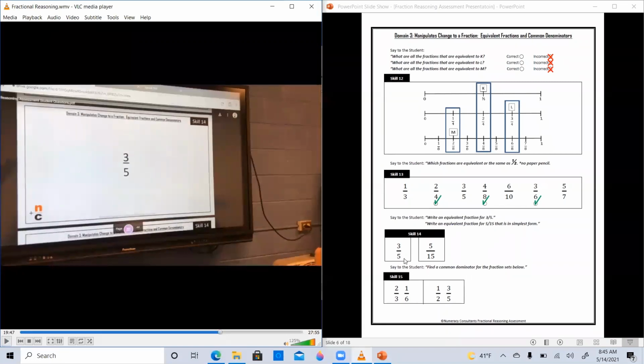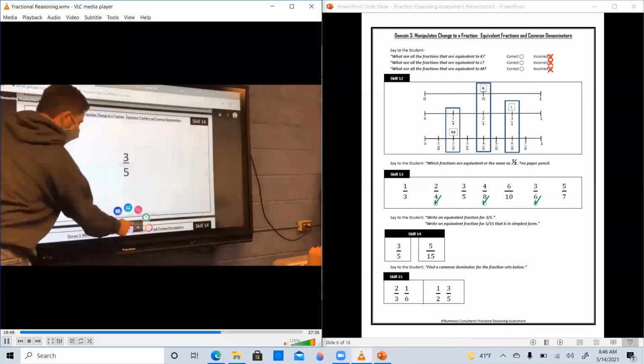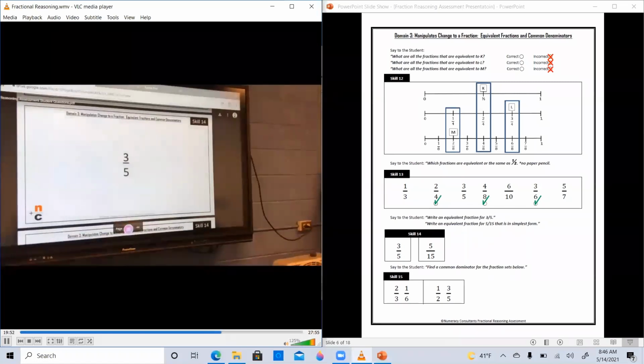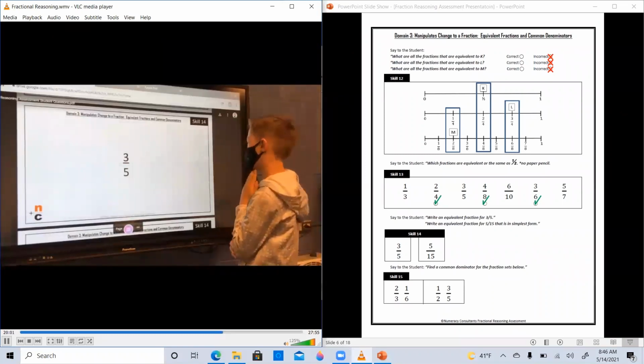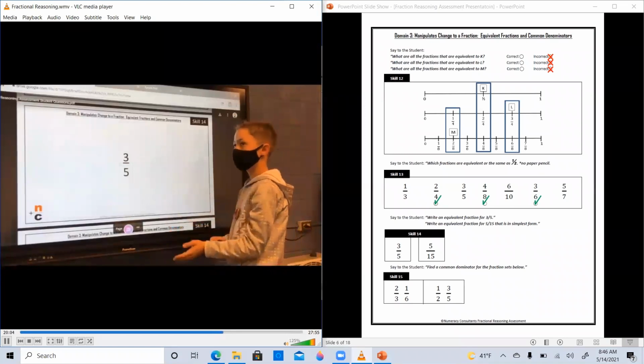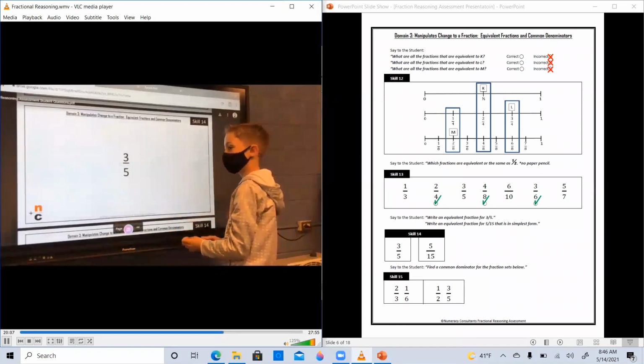Okay, the next one has to do with writing an equivalent fraction for one fraction, and then writing an equivalent fraction in simplest form for the other fraction. So that's what skill 14 is. It is essentially equivalency through multiplying and then finding equivalency through dividing in simplest form. Okay. Can you write an equivalent fraction for 3/5? What would make 3/5? So can you make an equivalent fraction for 3/5? So another fraction that is the same as 3/5.